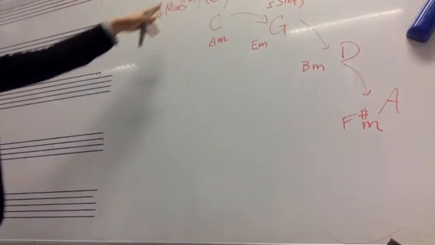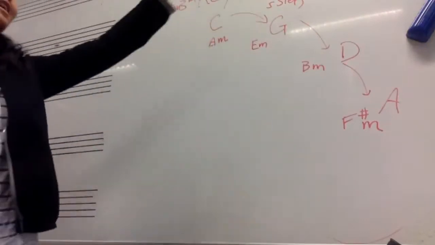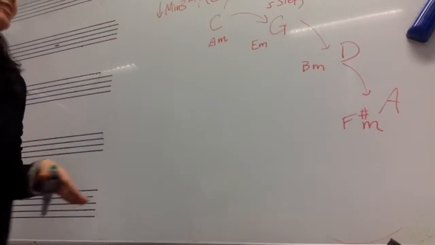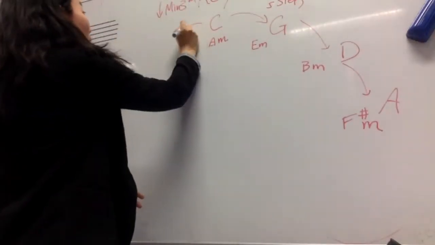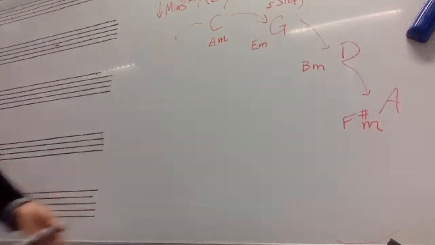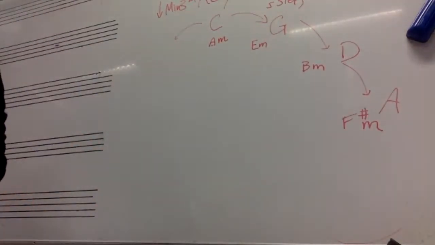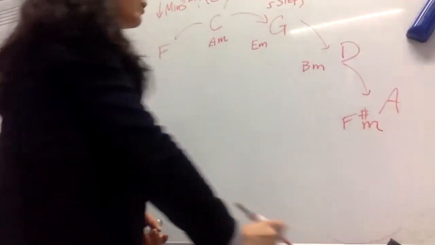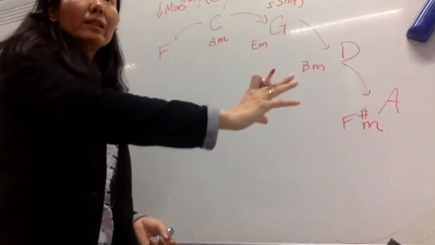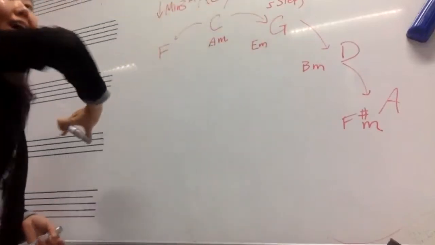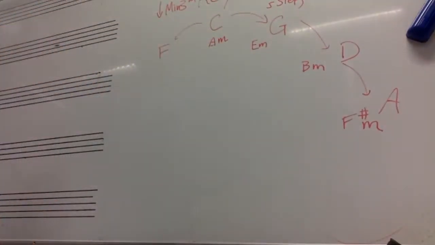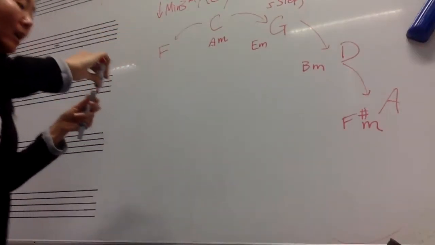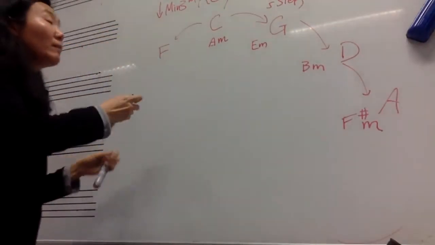Now we're going to look at the other half of the hemisphere. So we're going to look at the flat keys. So we go counterclockwise 5 steps down. It goes to F. So on this side, when you're going clockwise, these are the sharp keys. When you're going counterclockwise, these are the flat system. Okay, flat system.